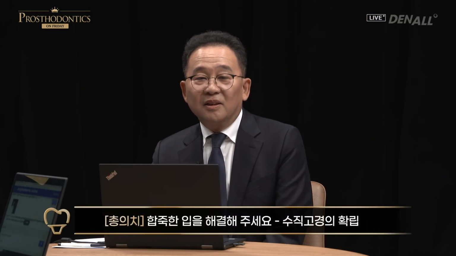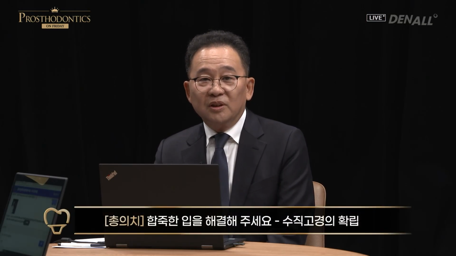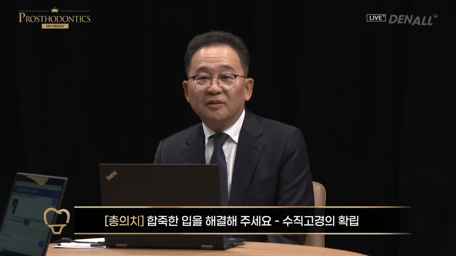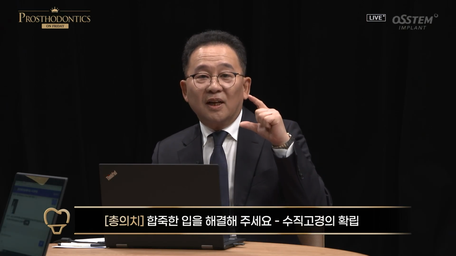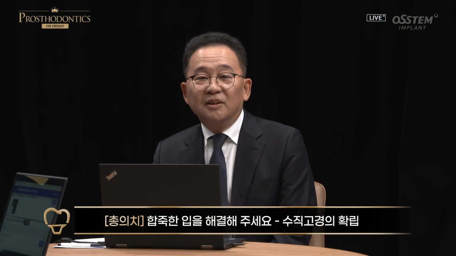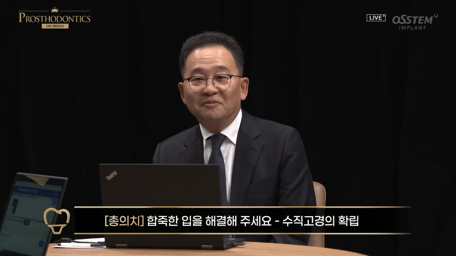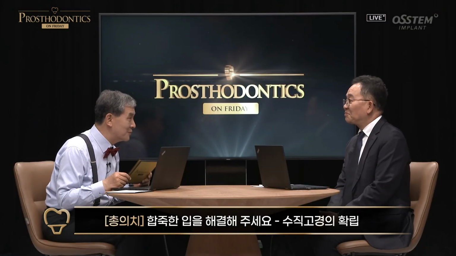Today, I'm going to talk about defining vertical dimension in full denture or full mouth cases. I believe this is one of the most creative aspects of dentistry. I'm going to focus on vertical dimension establishment. It's a very important topic.